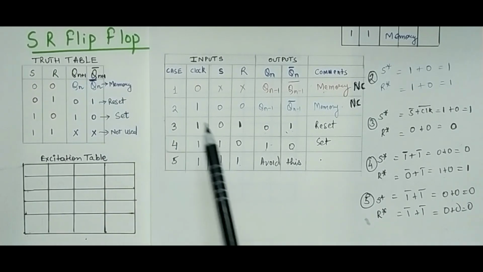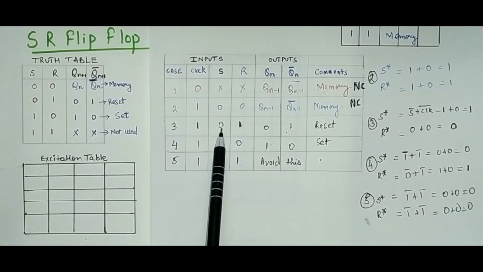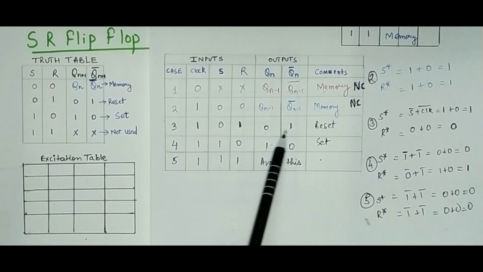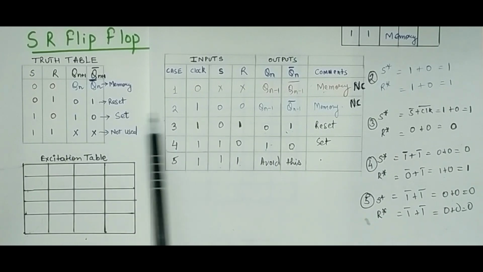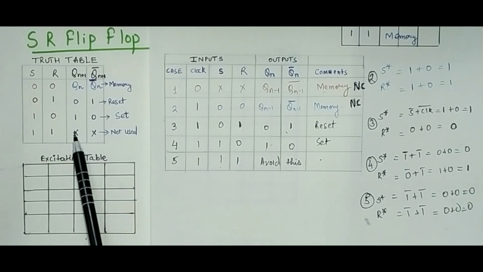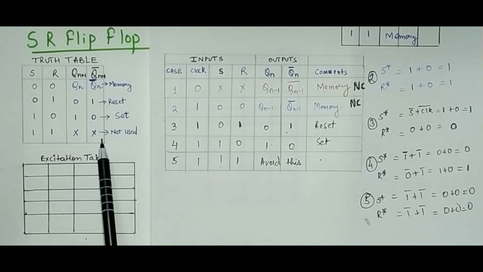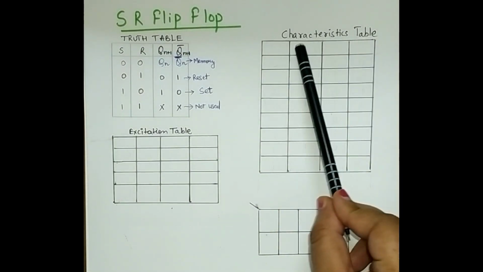Now when the value of S and R was 0 1, it was a reset condition. The same truth table I have written over here, and in the last condition when the input was 1 1, it was not used, so I have written a cross mark over here. This table is very important and we will be using it to design the characteristics table and the excitation table. So I have made a table over here, and it is the characteristics table.